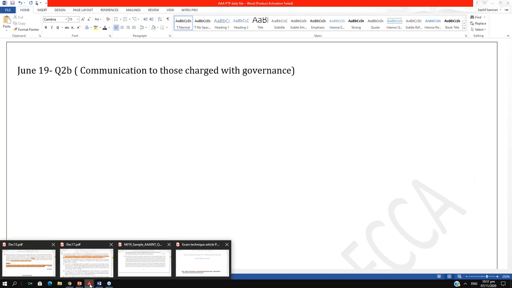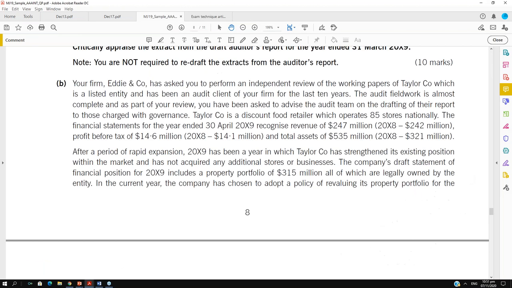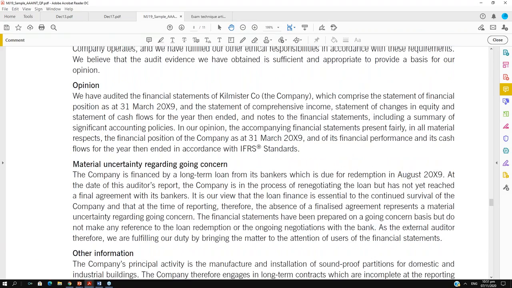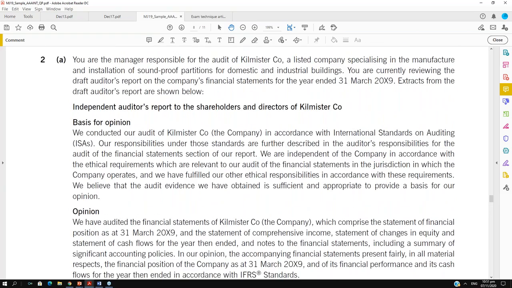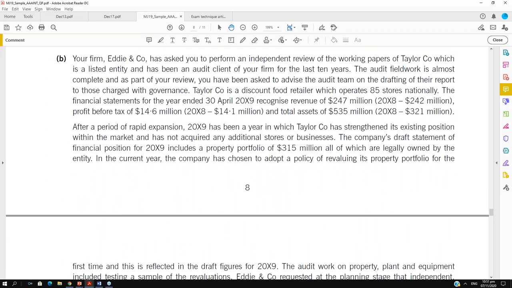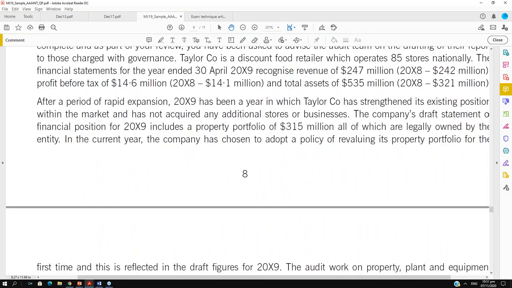Okay, June 19 paper, question number 2B, another question which looks potential. I hope on the screen in front of you, you can see question number 2. Can all of you see question number 2A in front of your screen from the June 19 exams? Okay, we need to do the B part. So go to the B part. This is the B part.